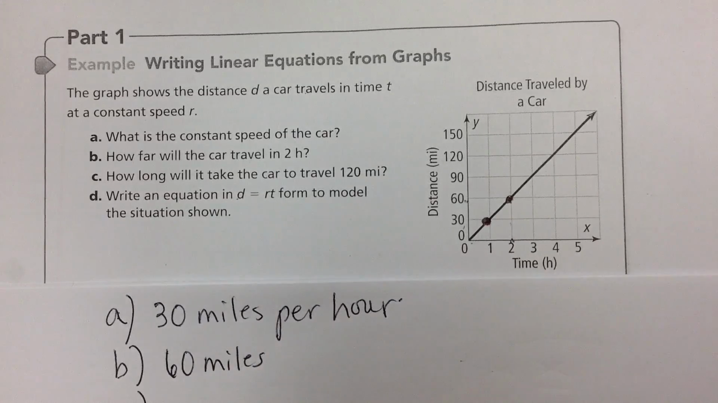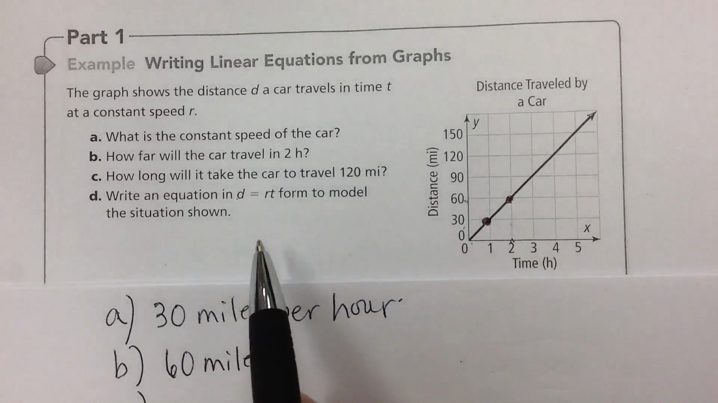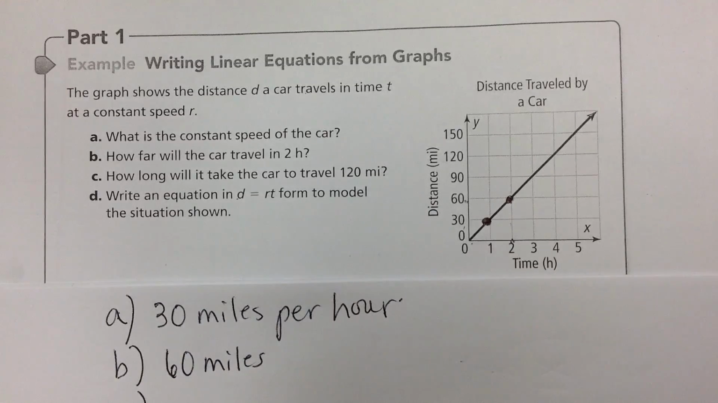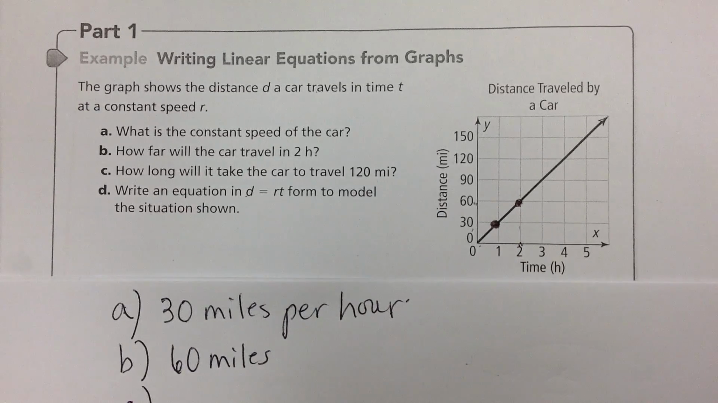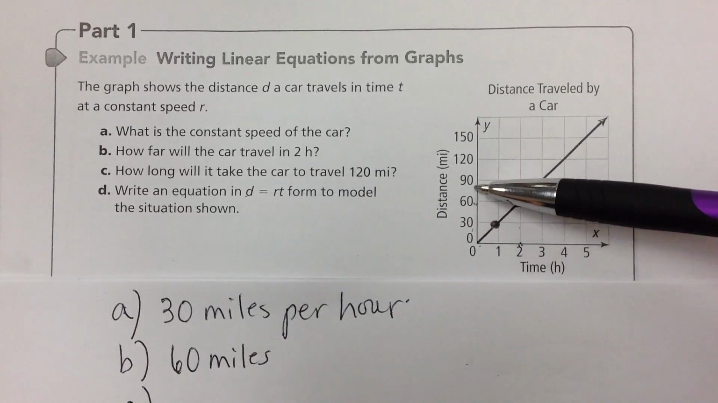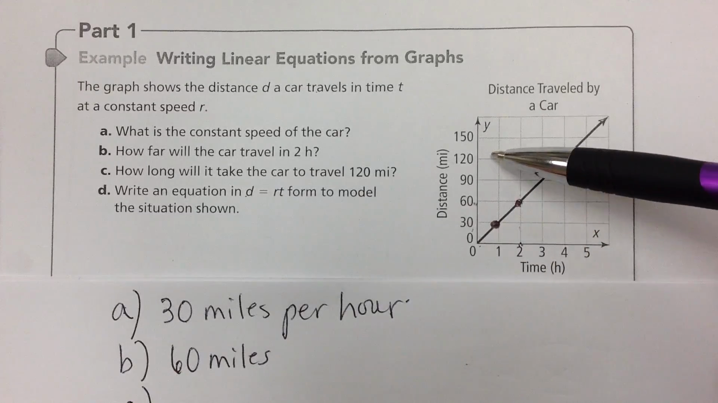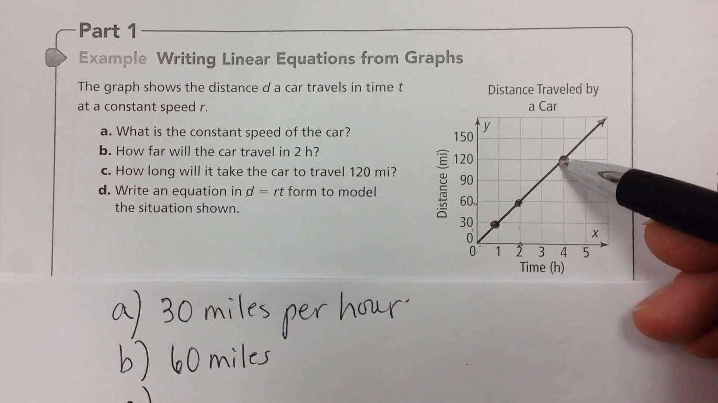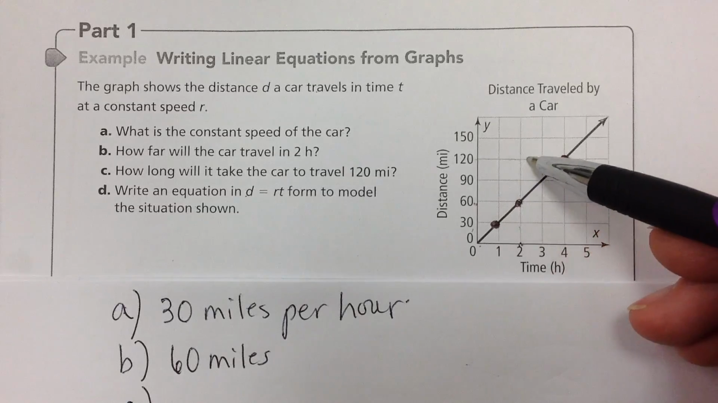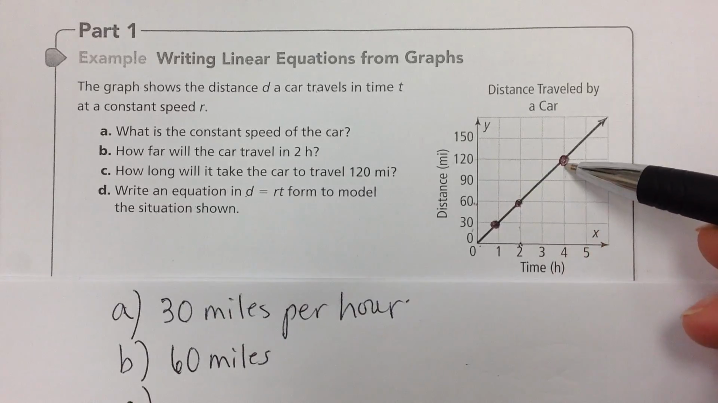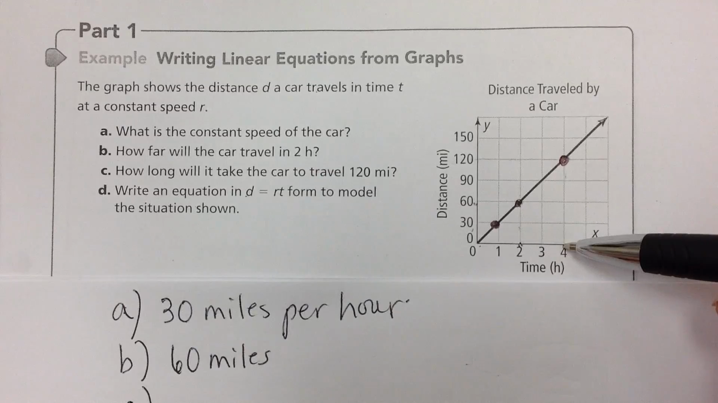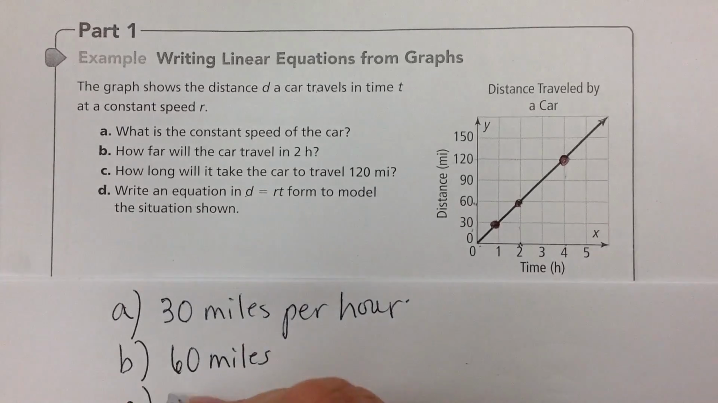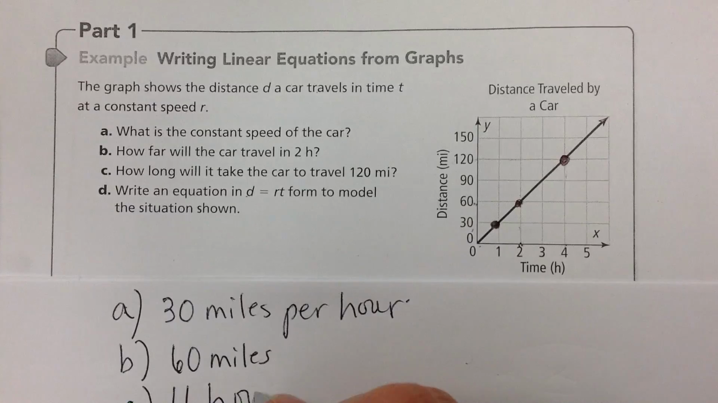C part. How long will it take the car to travel 120 miles? So what we need to do is go up on our axis to 120 miles, go over to our line. There's the point that represents traveling 120 miles. How many hours did it take to travel 120 miles? 4 hours. So C is 4 hours.